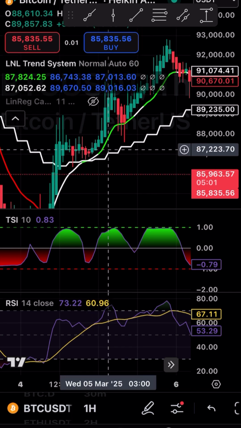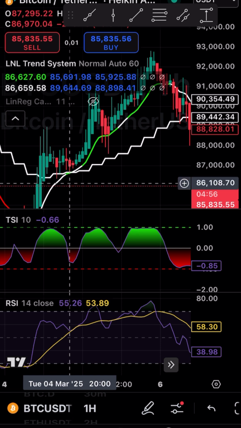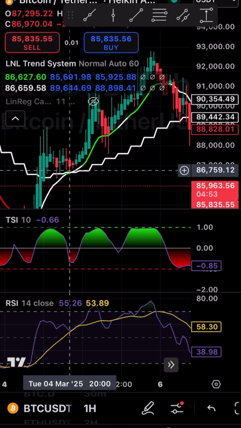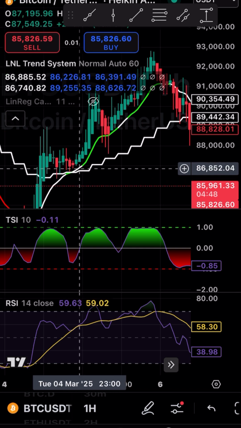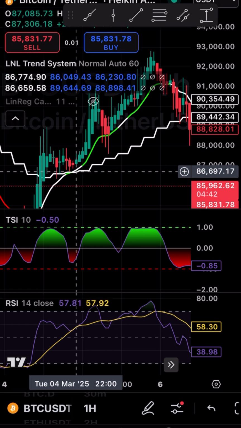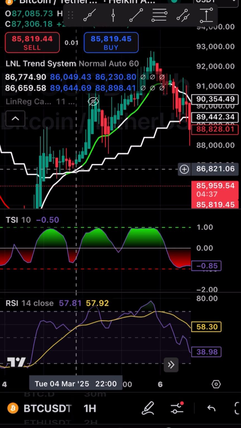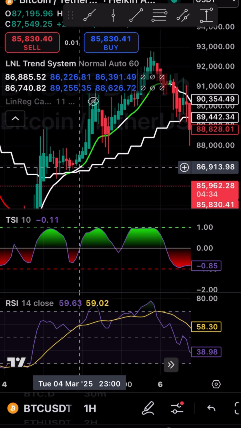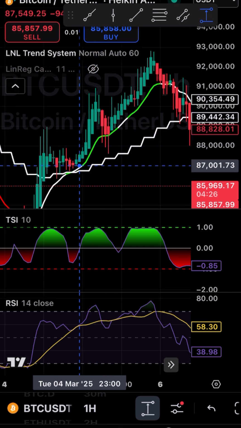Right here you see the LNL trend system crossing right here. So basically what you want to do is you actually see it go below the zero line right here. So you would actually get in. You want to get in when it's crossing on the LNL trend system, but the trend strength index also has it going above the zero line. So you would get in right here. So we can ride this one out. If you got in right here, this is the moment to get in, and you can ride it out.